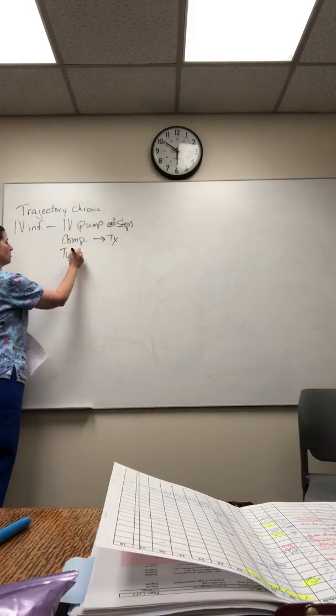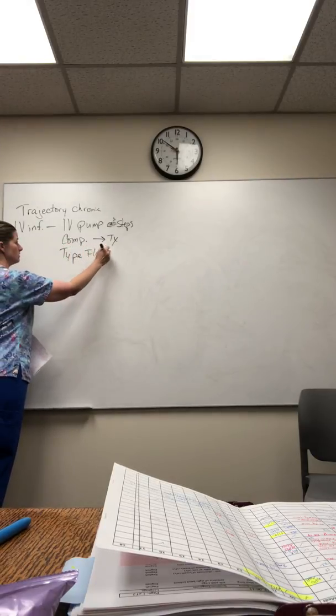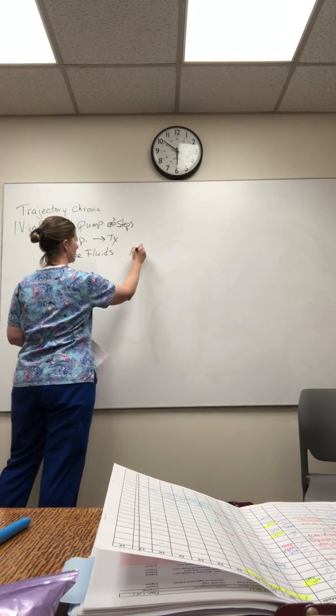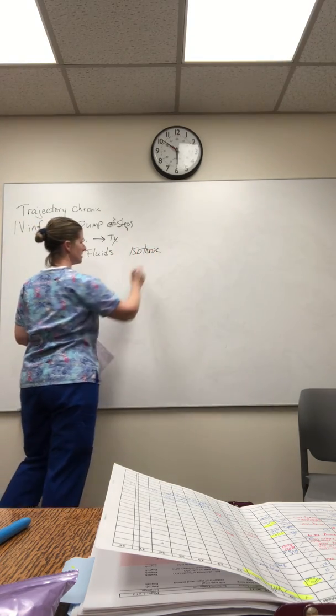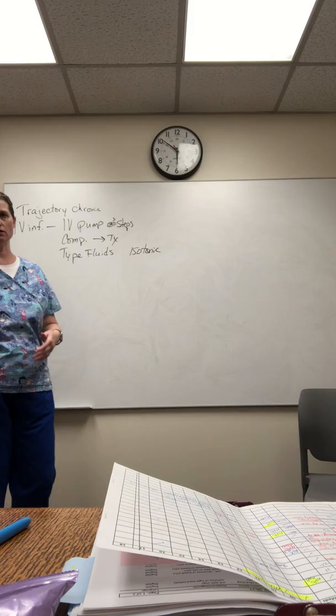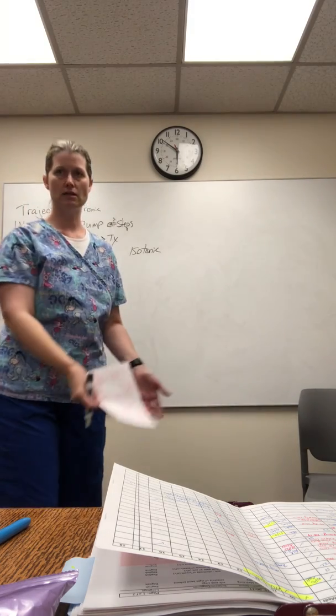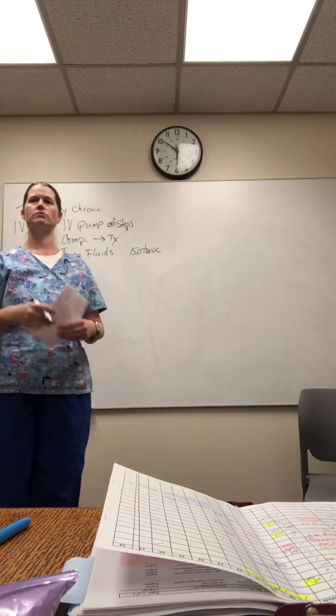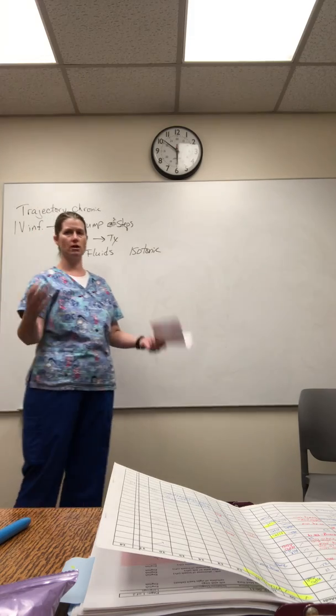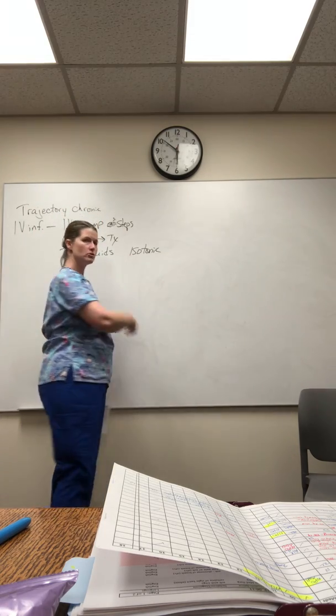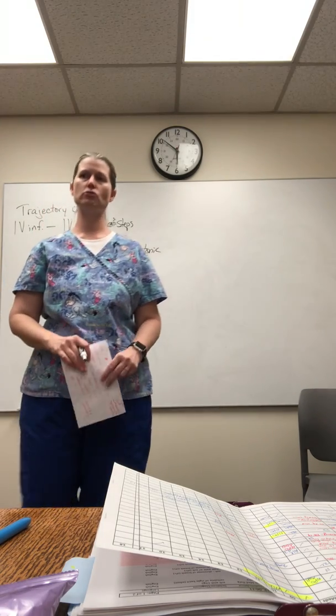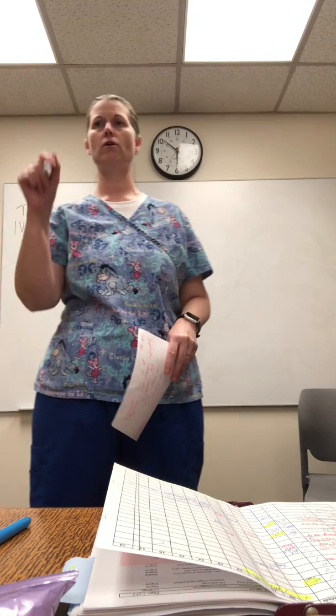Make sure that you guys know the types of fluids. I think you guys already know this because we've talked about this a little bit. So isotonic is normal saline and lactated ringers, stays in the vessels. We use it to increase blood pressure and hydrate, and so on. And then the hypotonic, hypertonic. Okay, so make sure that you know which solutions are which.